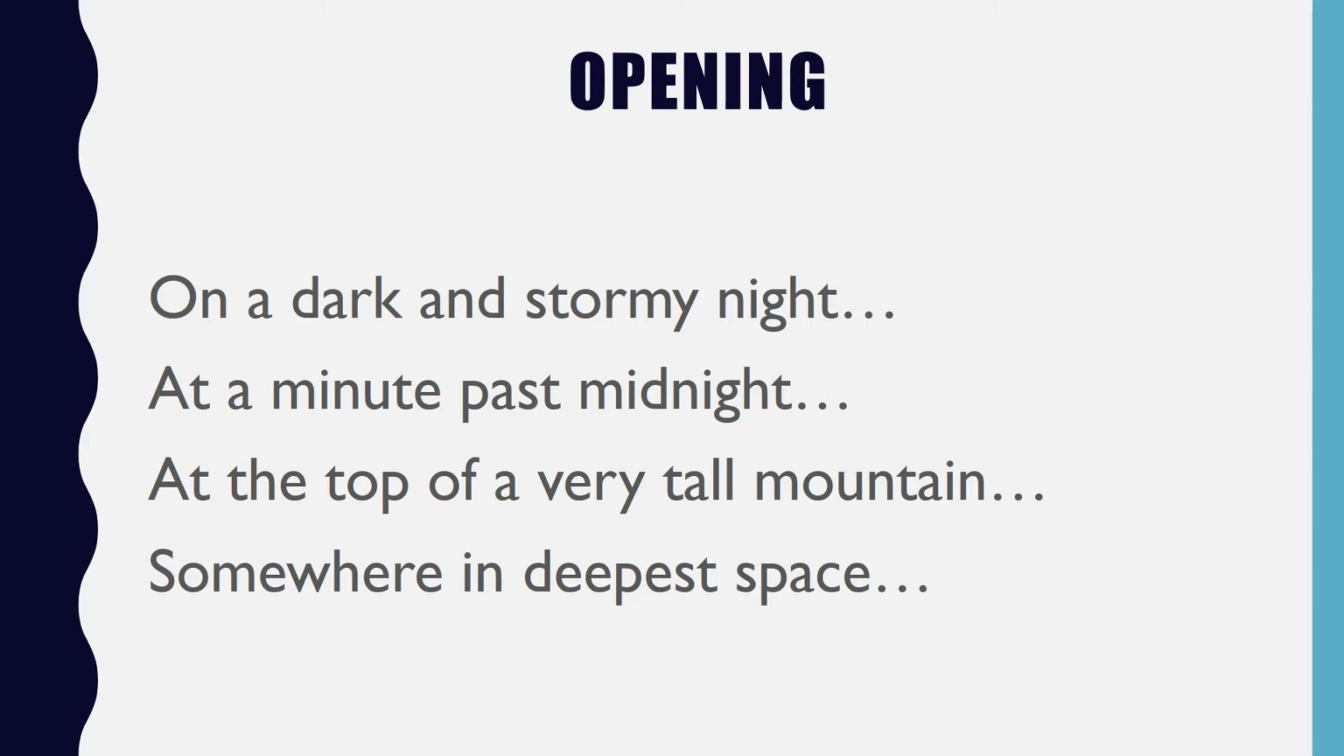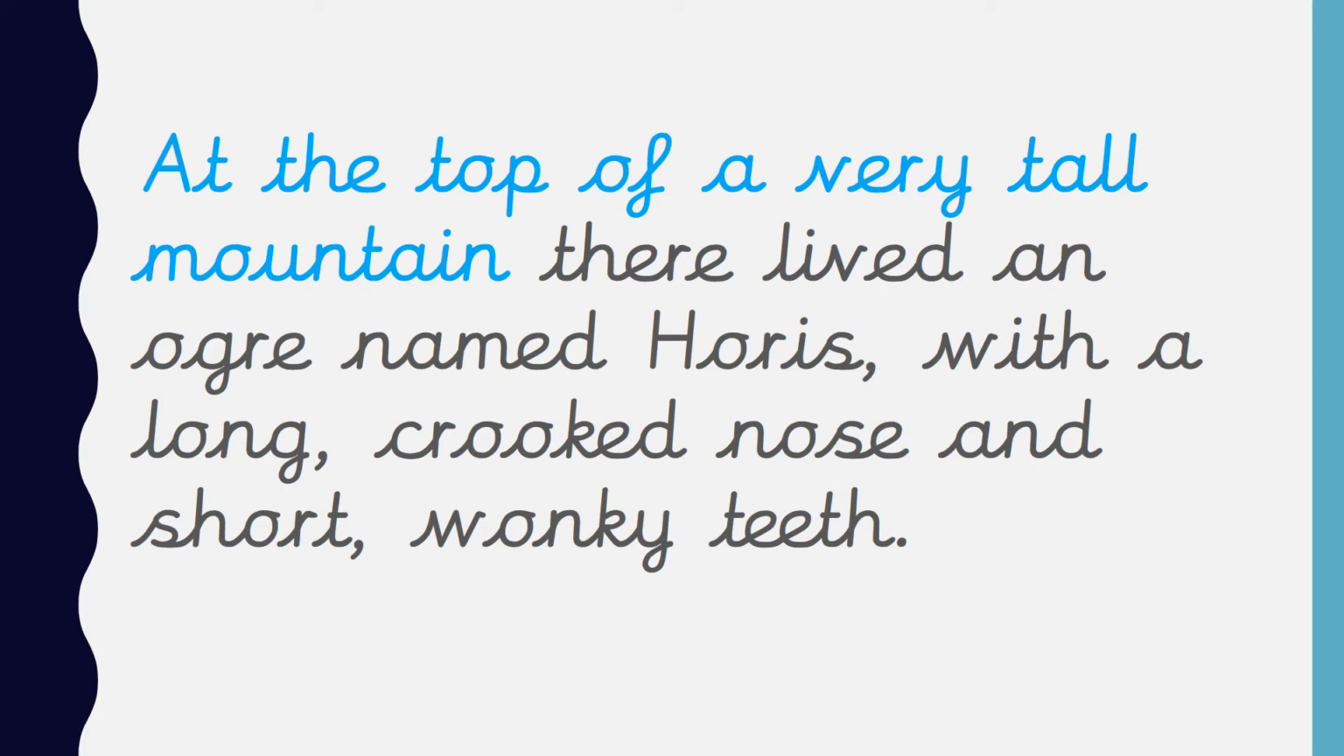And so this is what I came up with. At the top of a very tall mountain, there lived an ogre named Horace, with a long, crooked nose and short, wonky teeth. Really briefly, what I did there is I introduced my character. I have even gone to the lengths of describing him as well. Very simply, I chose 2 things about him, the nose and his teeth, that were particularly distinctive, using 2 adjectives to describe each of those parts of him. And that was it. So that's my opening sentence.